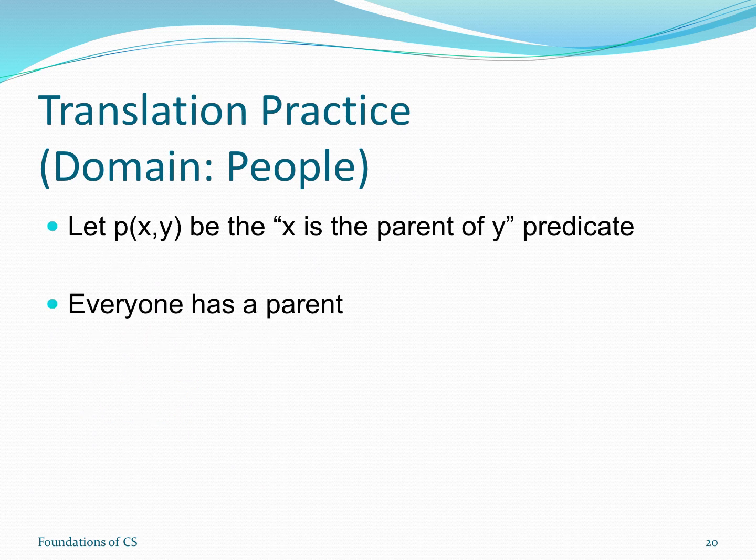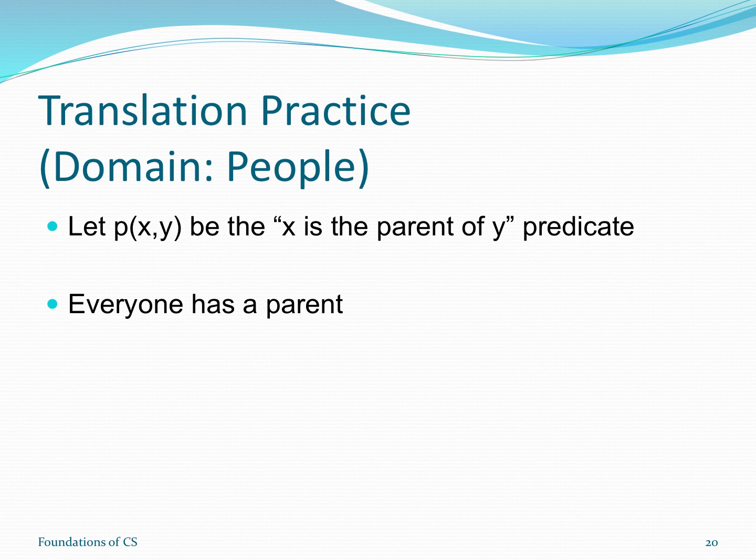So suppose that P of X, Y is the X is the parent of Y predicate, right? So order matters in here. The first one is the parent of the second one. And again, make sure you look at the domain, because my domain is people. Okay, and this says everyone has a parent. So what is this saying? This is saying that if you take a person, they always have a parent, and X is going to be the parent and Y is the person.